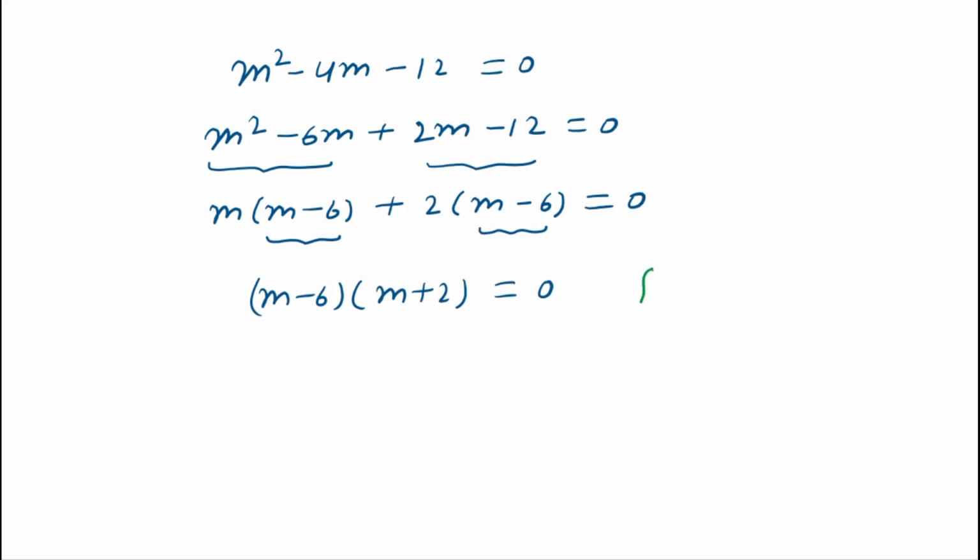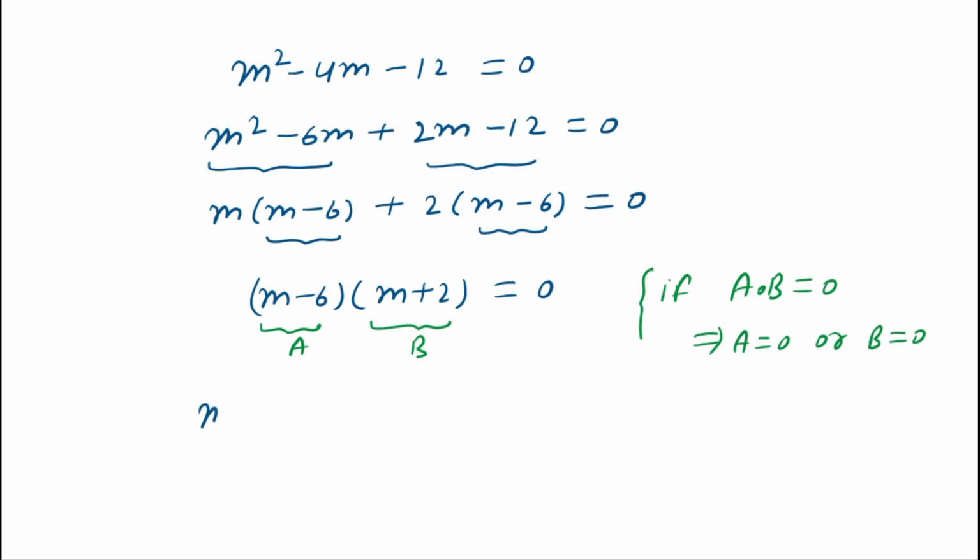We know that if a into b, this is equals to 0, this implies a is equals to 0 or b is equals to 0. This expression is a and this expression is b. Here we will apply this rule, then you can say m minus 6, this is equals to 0, or m plus 2, this is equals to 0. Here value of m is equals to 6, here value of m is equals to minus 2. We have two possible values of m. First value of m is equals to 6 and second value of m is equals to minus 2.